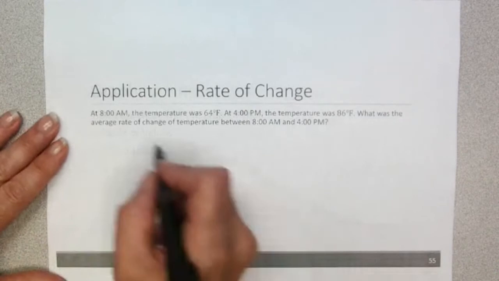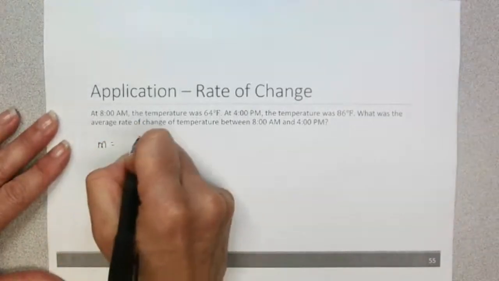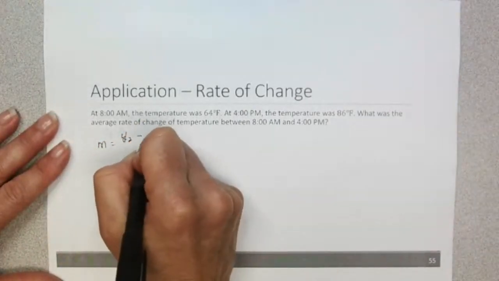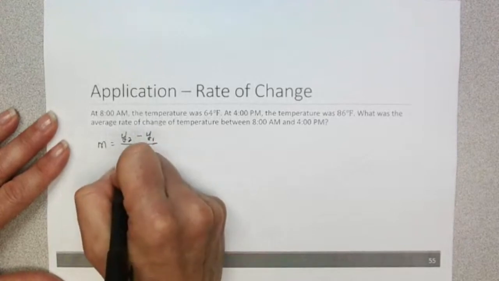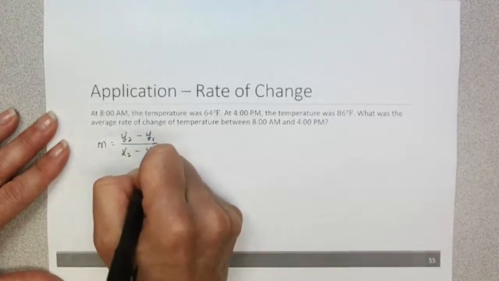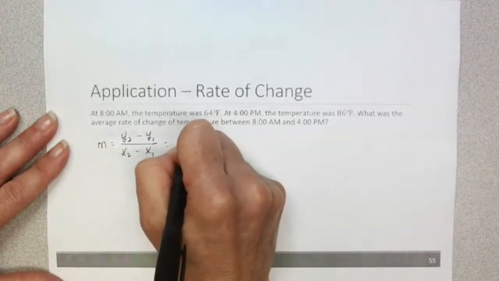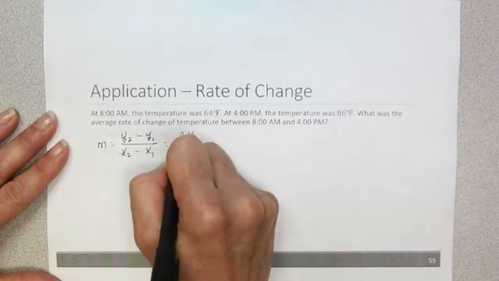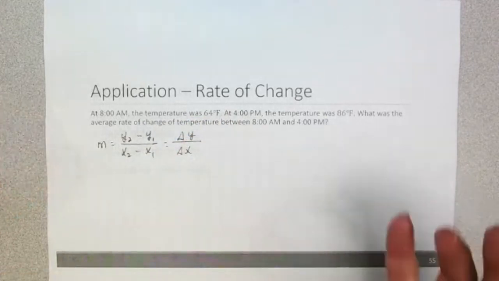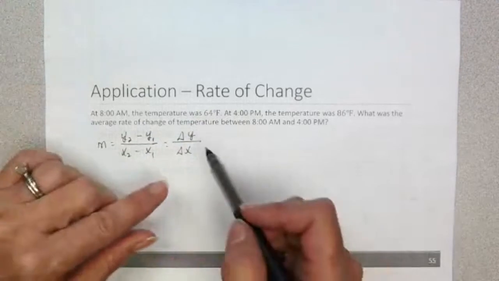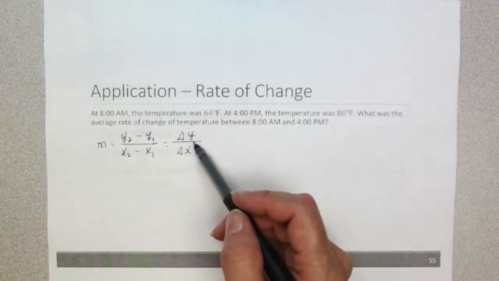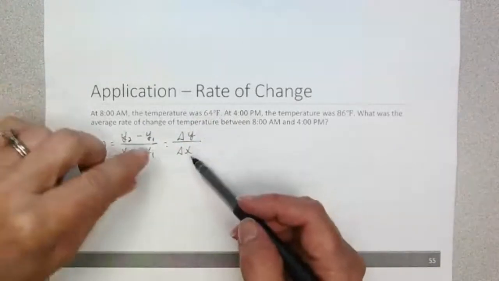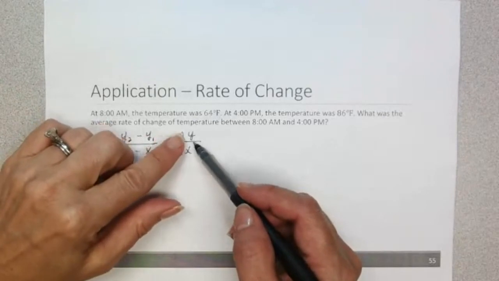Because slope is rate of change, right? m equals the change in the y's over the change in the x's. Sometimes we think about it this way: delta y, the change in the y's, over delta x, the change in the x's. So what are my x's and y's here? Well, the x is the independent variable. The y is the dependent variable.